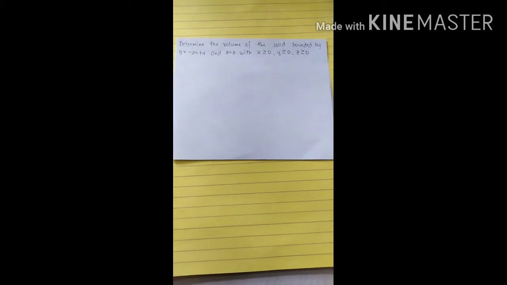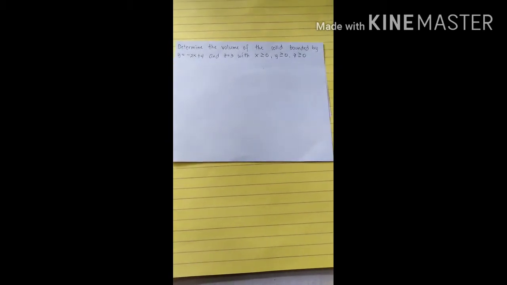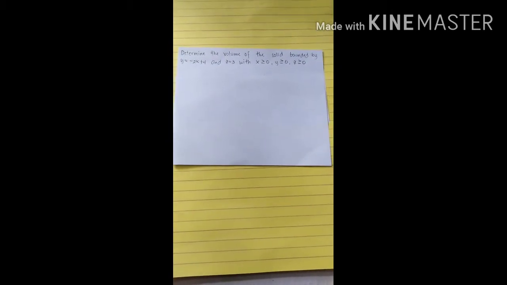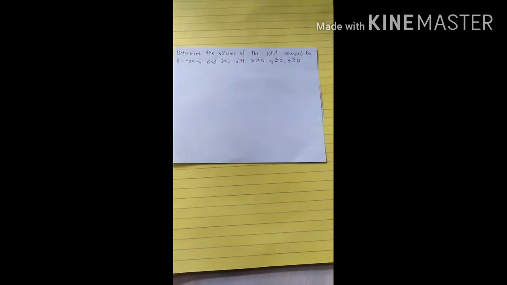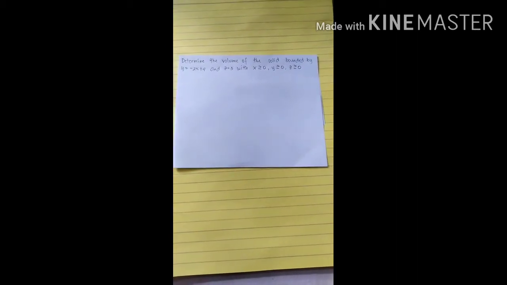So here we have an example. Determine the volume of the solid bounded by y equals negative 2x plus 4 and z equals 3, with x, y, and z greater than or equal to 0. So first we have to determine the limits of the integration with respect to x, y, z as well as the order of the integration.